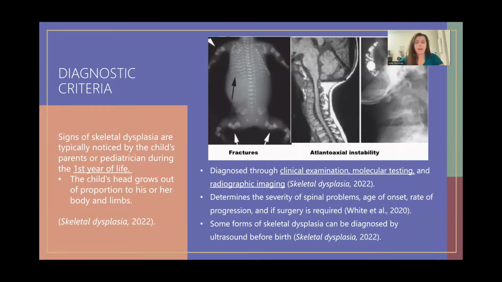So to give a little background about skeletal dysplasia, it is typically noted by a child's parent or a pediatrician during their first year of life. What happens is the child's head grows out of proportion to his or her body and or limbs. It is diagnosed through clinical examinations, molecular testing, and radiographic imaging. To determine the severity of the spinal problem, you look at the age of onset, the rate of progression, and if surgery is needed or required later on. Some forms of skeletal dysplasia can be diagnosed by an ultrasound before birth.